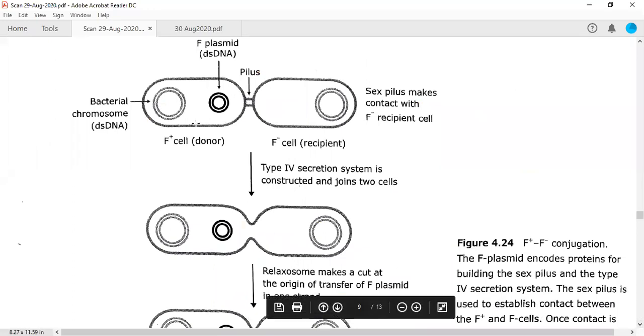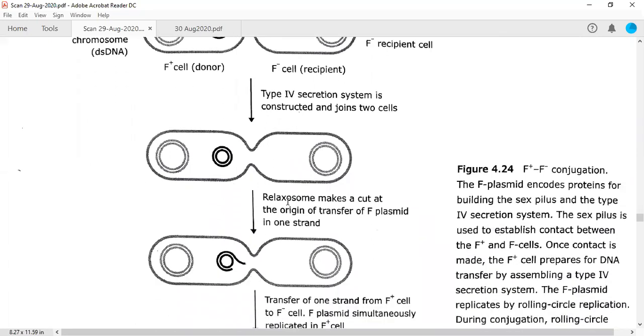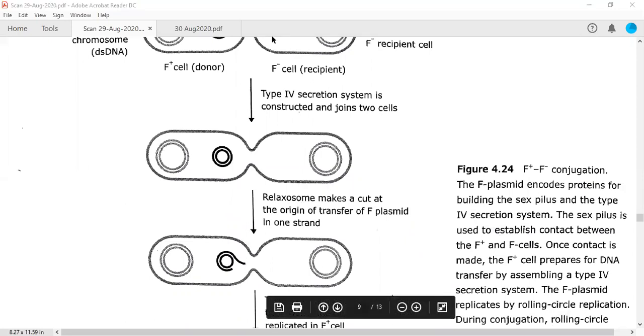So this is a pilus which is made by some genes present over this plasmid, and they will make the secretory system or the pilus. Through this, it will make a cytoplasmic bridge, and the relaxosome complex will make a cut, and one copy of the plasmid is transferred. Okay, so one thing is not shown in this diagram. What is not shown is the relaxase enzyme.